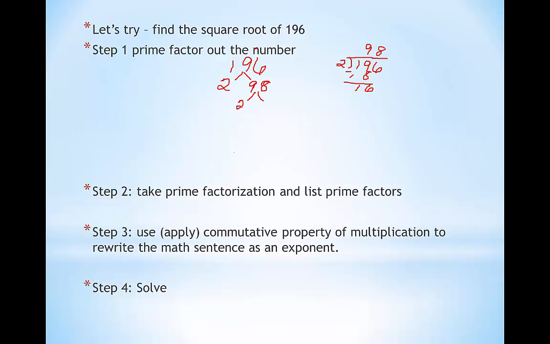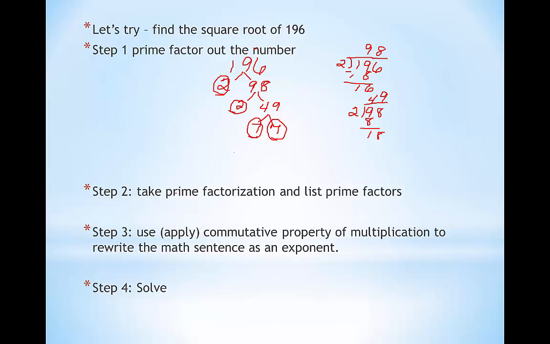Now I'll prime this one out. And again, I will use division. That would be 4, subtract. 18 divided by 2 is 9. So I have 49. I know 49 is not a prime, but I do know 7 times 7 is 49. So I have just factored out 196, and I will circle all my prime numbers.